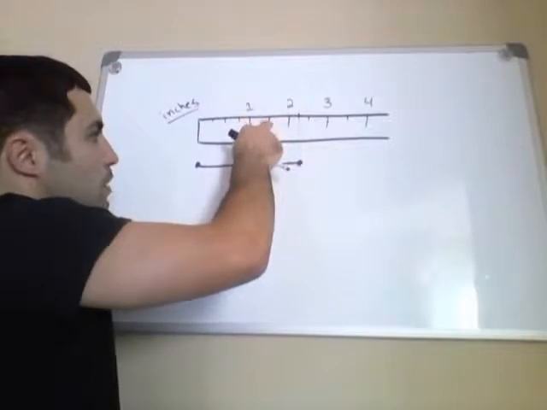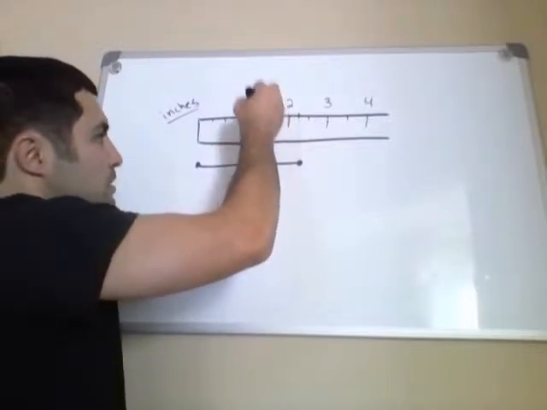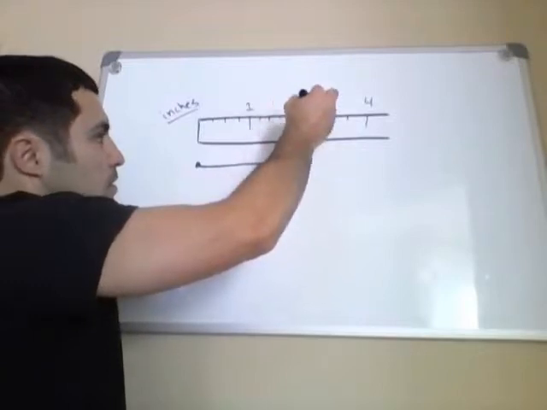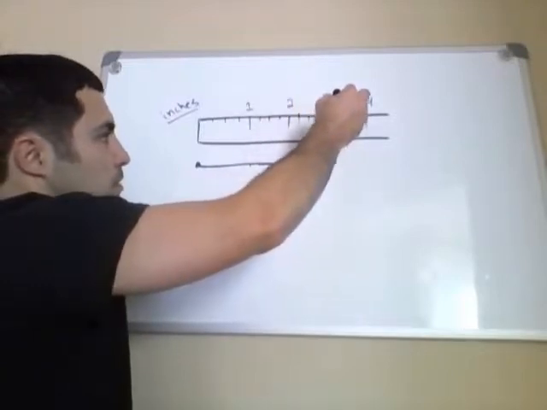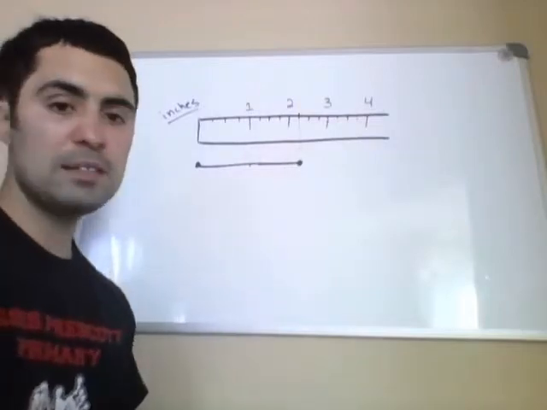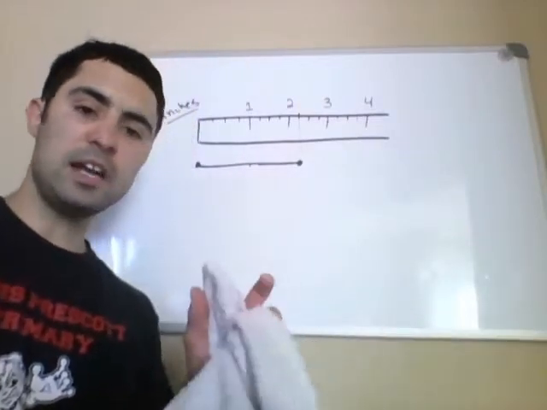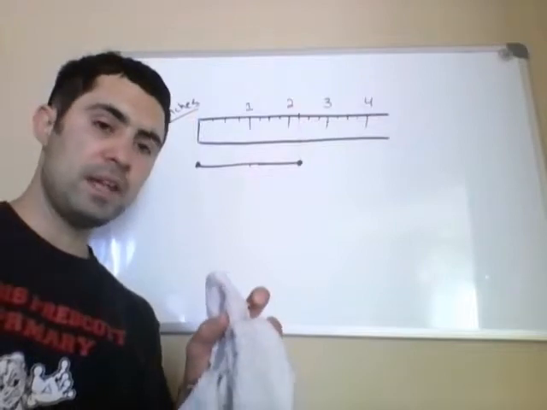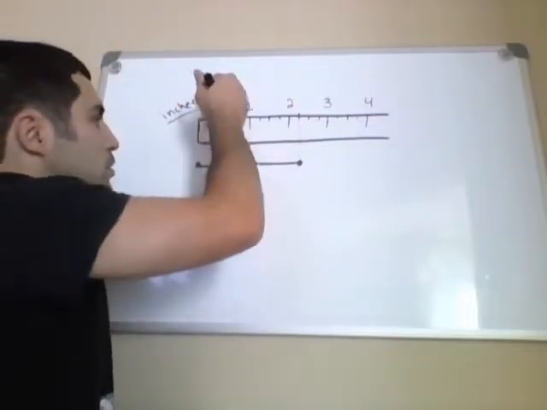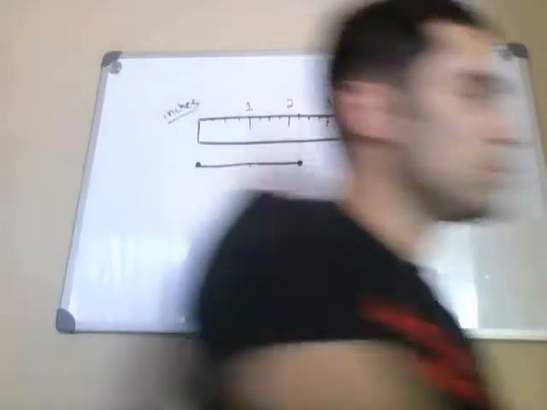Halfway in between the 1 and the 1.5 is right there, right there, right there, so on and so forth. So I basically had an inch, cut it in half. Then I took that half inch and I cut it in half again, and I got a 1/4 inch. Right here, let me get a different color so you can see.